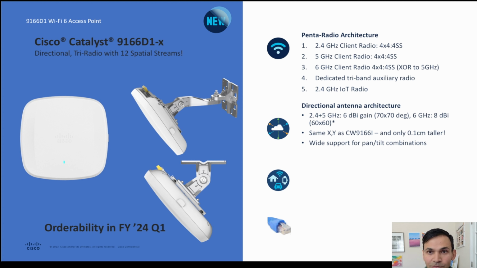From a radio point of view, we have 2.4, 5, and 6. All of them are 4x4. The third radio can be operated in XOR mode. It means it can be used in 5 gigahertz or 6 gigahertz. And yes, we have an auxiliary radio and an IoT radio as well, that is a scanning radio.